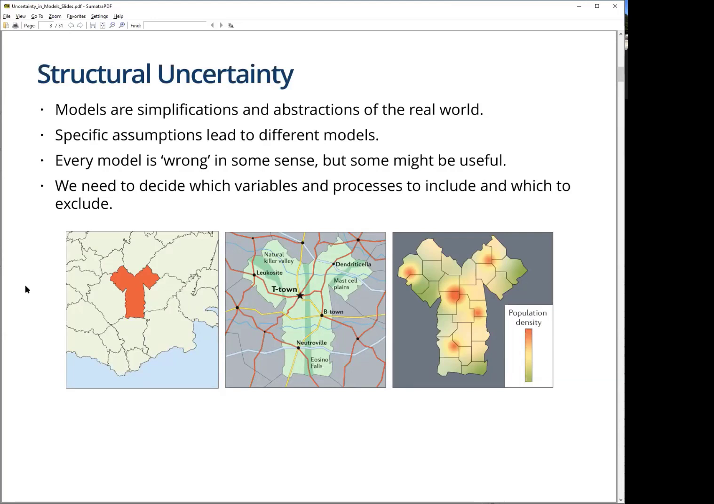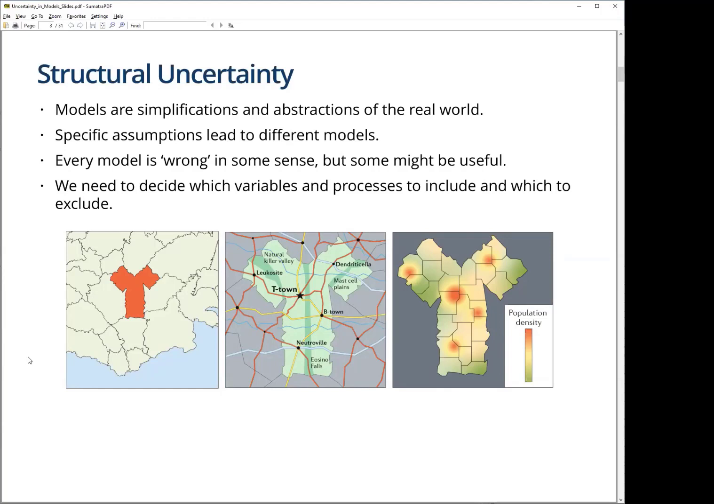There's sometimes this flippant saying, every model is wrong, which is true. In some sense, it's always an approximation of the real world. Wrong doesn't mean it's useless. It just means it's not exactly the real system. And we actually want that, because if we had a model that was exactly the real system, it would be as complex as the real system, and then we wouldn't have gained anything. So we need to make approximations, and we need to decide what to include and what to exclude.